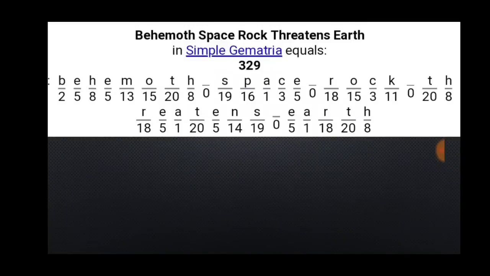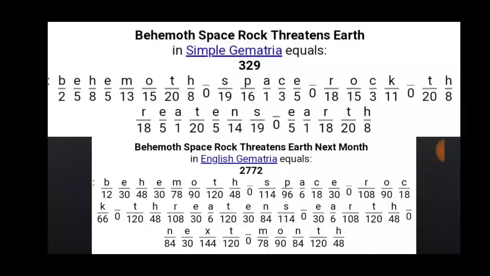And then check this out: Behemoth space rock threatens Earth. And I immediately knew this was a crazy thing. I mean, Behemoth space rock. It sounds like gematria. It really does. And then look, immediately you can see, without me showing you anything else, 923 backwards. And again, 9 is 11, so it's 1123, the final attack day. And then here we go again. Behemoth space rock threatens Earth next month.